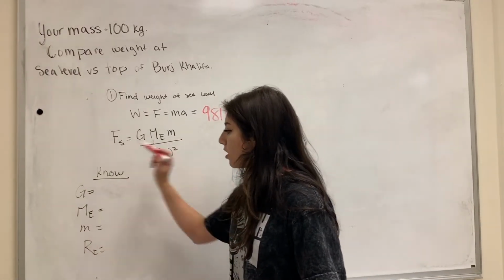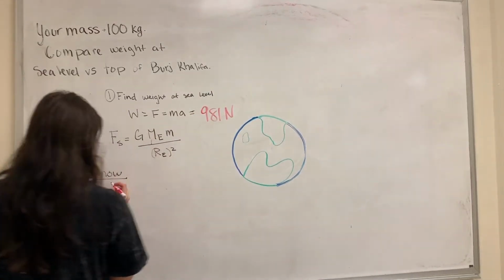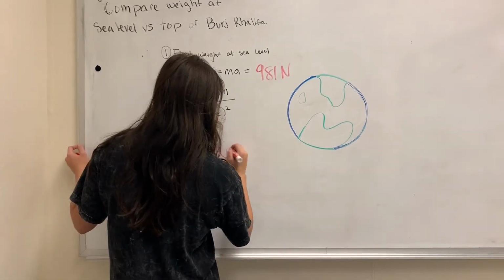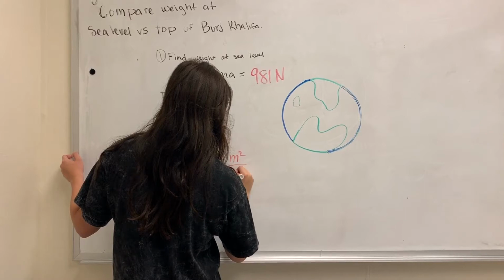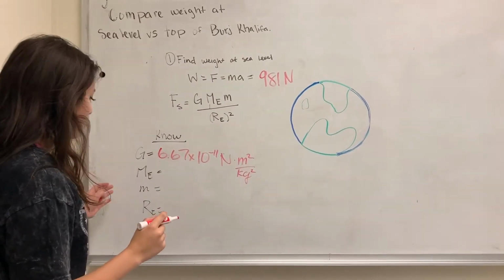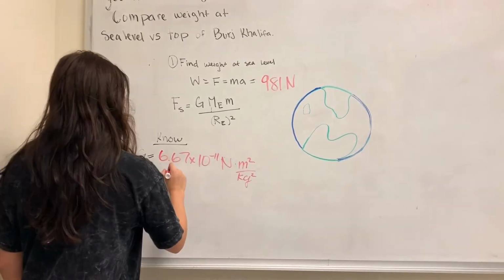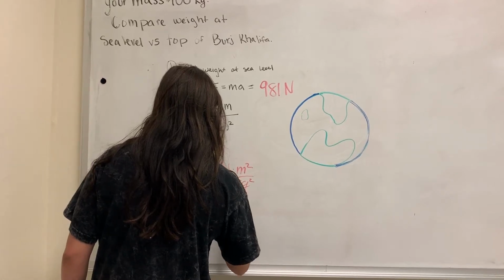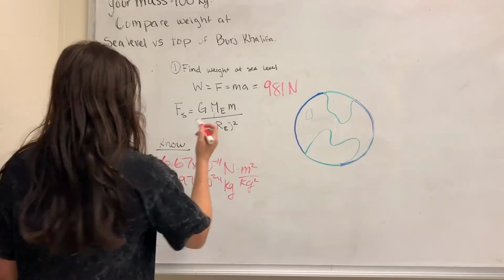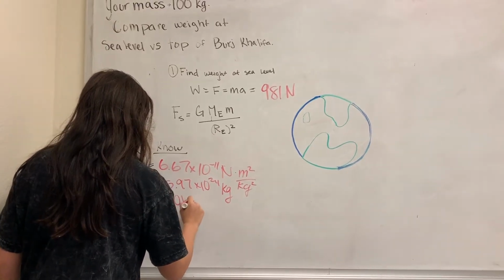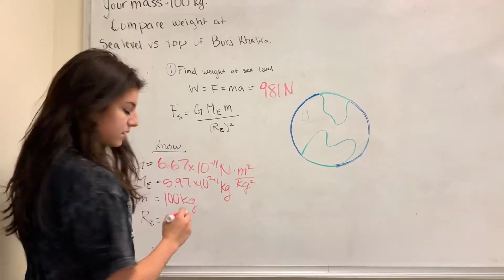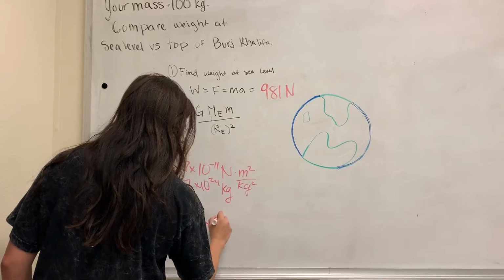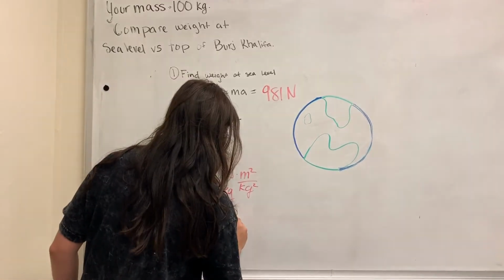So we're first going to start off with what our knowns are. G equals the gravitational constant, like I said earlier, and that is 6.67 times 10 to the negative 11 newtons times meters squared over kilograms squared. Next, our mass of Earth, which is 5.97 times 10 to the 24 kilograms. And then our mass, which is 100 kilograms from the problem. And then the radius of Earth, which is 6.3781 times 10 to the 6 meters.